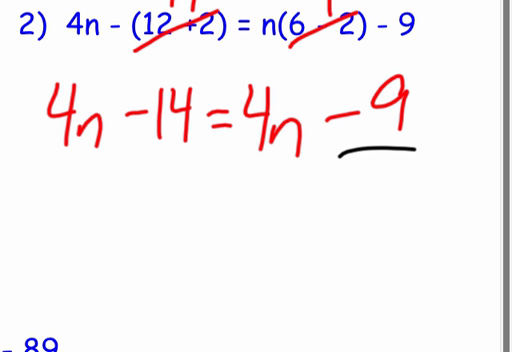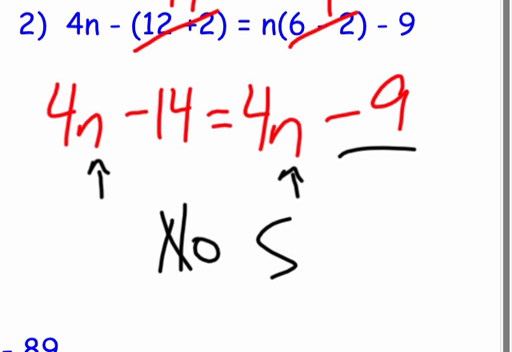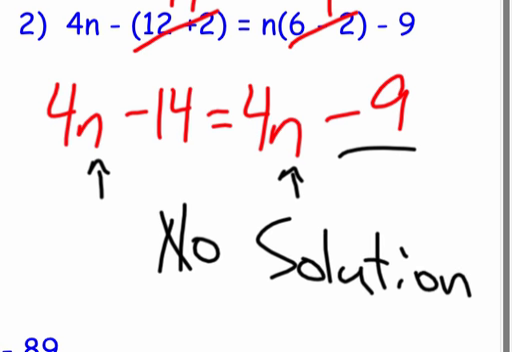there's absolutely nothing I could put in for n that's going to make this statement true. So there is no solution, right? I can't say n equals anything because it will never be true. So we say no solution. Okay, and let's hold that thought. After we do number 3, we'll come back and look at that a little more.